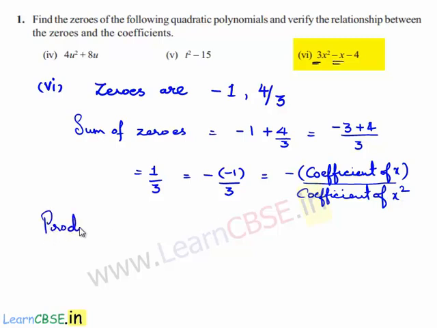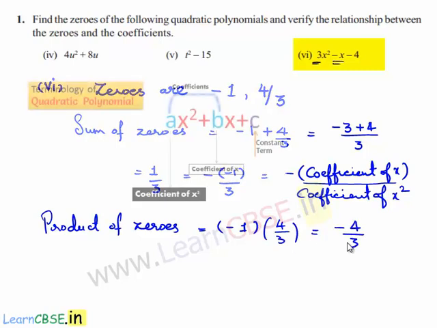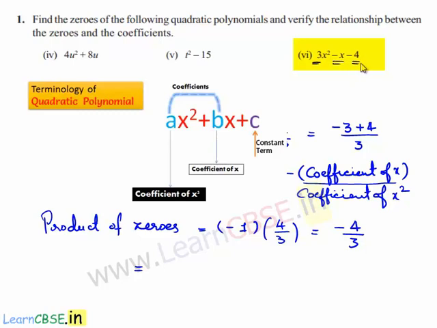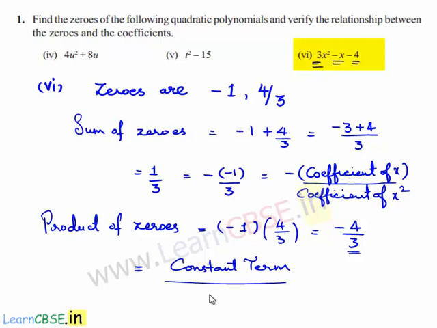Now the product of the zeros is equal to minus 1 multiplied by 4 by 3, which is minus 4 by 3. If we observe, minus 4 is the constant term. So in place of minus 4 we can write constant term, and 3 is nothing but the coefficient of x square. So the product of the zeros is equal to constant term divided by coefficient of x square.